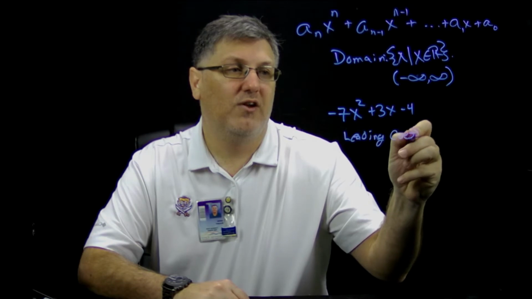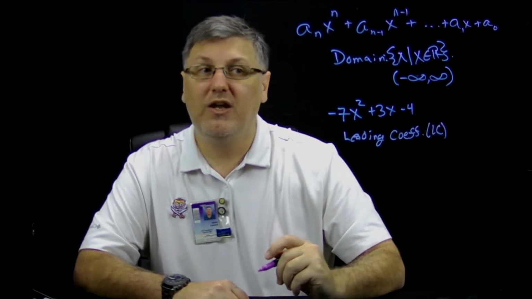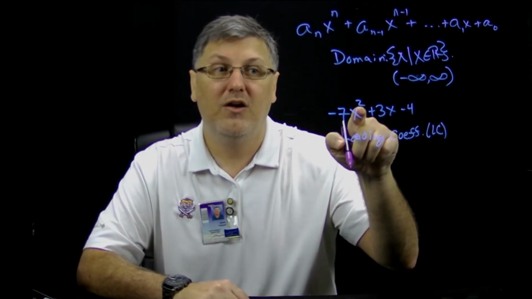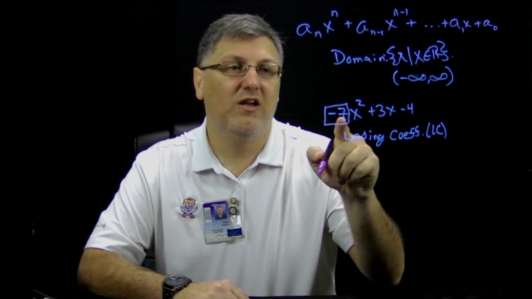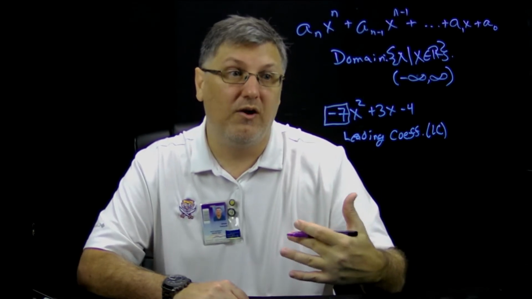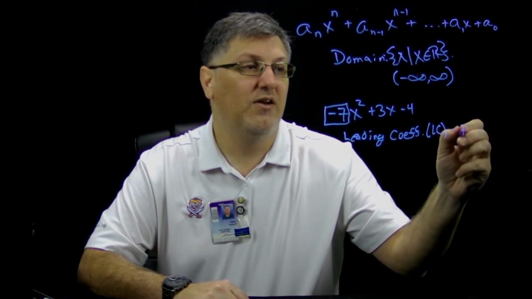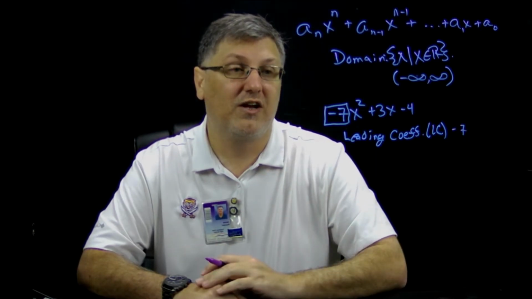I'm not going to keep spelling it out. I'm going to call this LC for the rest of this video. But my leading coefficient in this case, I'm going to look to see where's my highest exponent. Well, my highest exponent is right here on the square. So I'm going to go to the number and sign directly in front of it. So my leading coefficient in this case is negative 7, but I don't really care about the number. I care more about the sign, and you'll see that in a second.